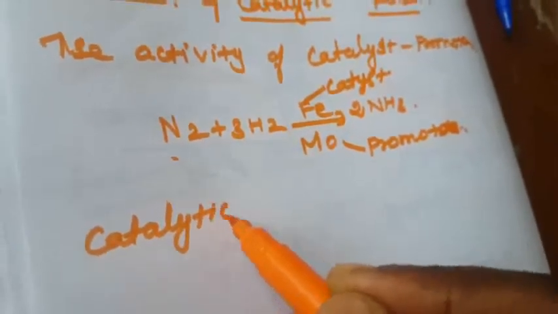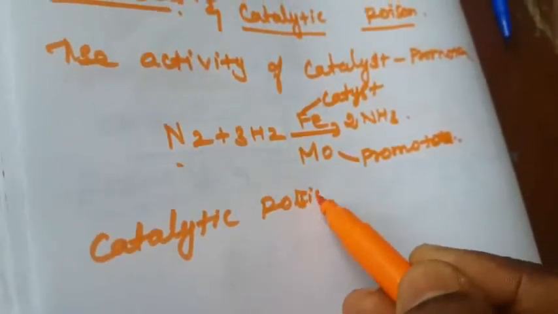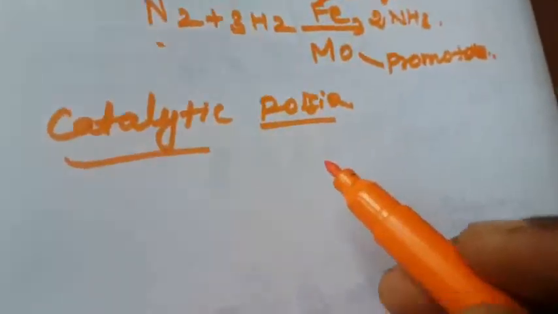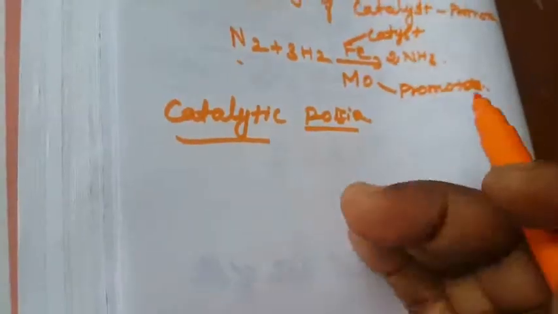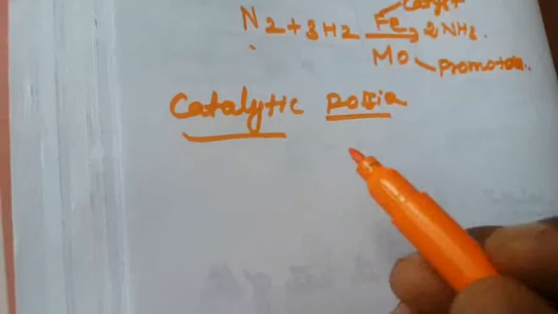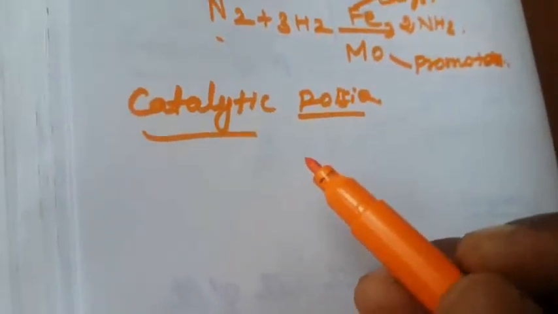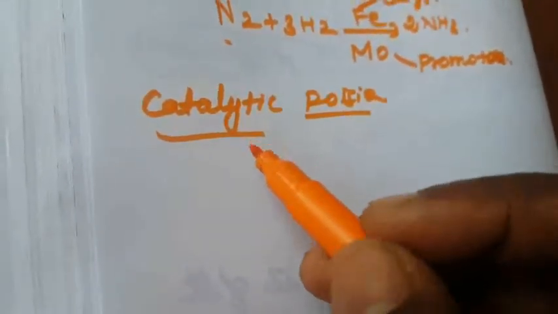Next one is, what is meant by catalytic poison? What is catalytic poison? Certain substances, when added to the catalyst, decrease the reaction or completely destroy the activity of the catalyst. That is called a catalytic poison.